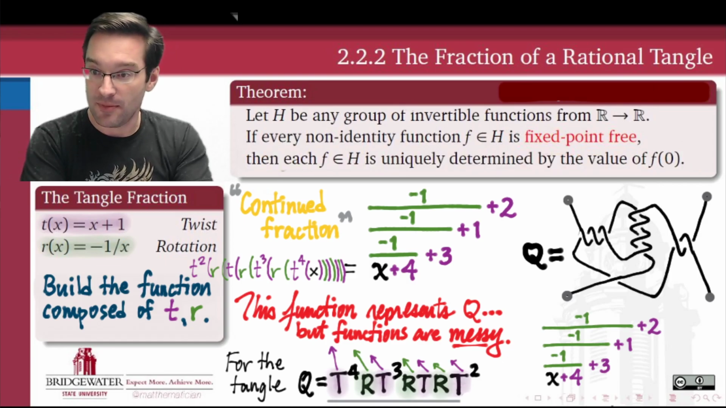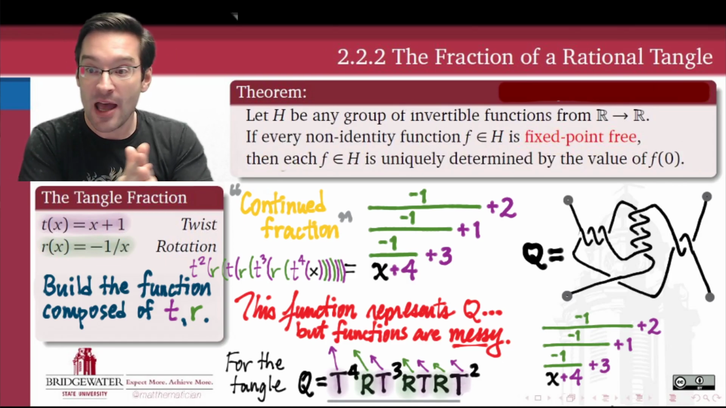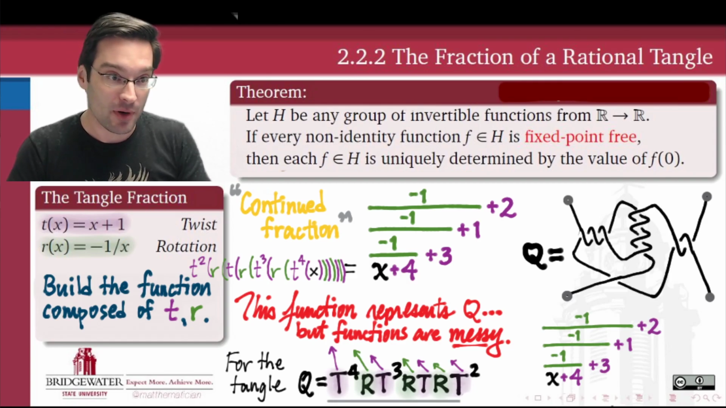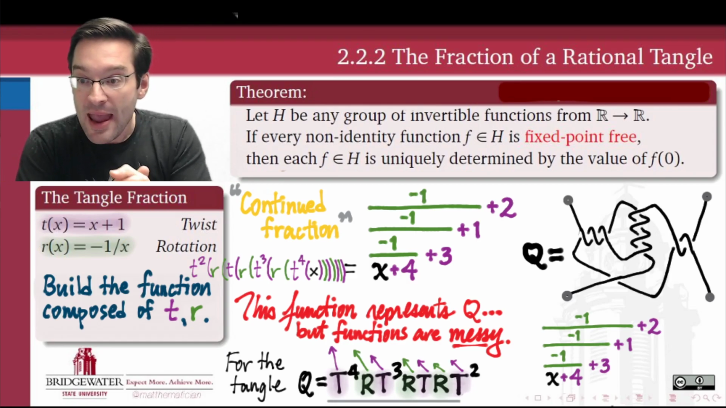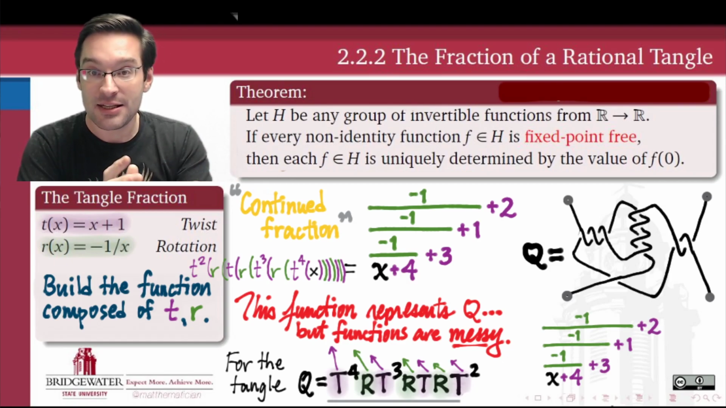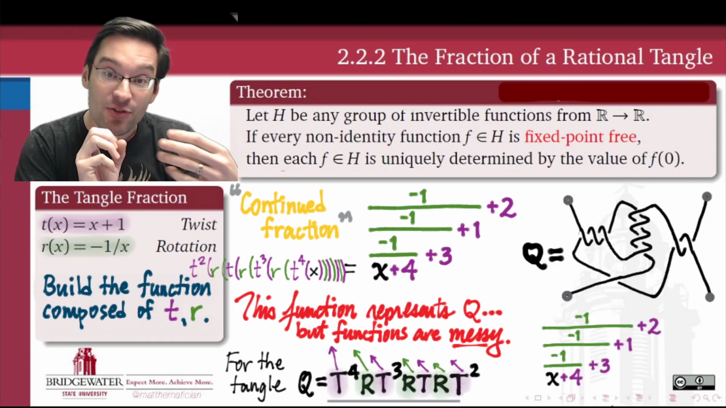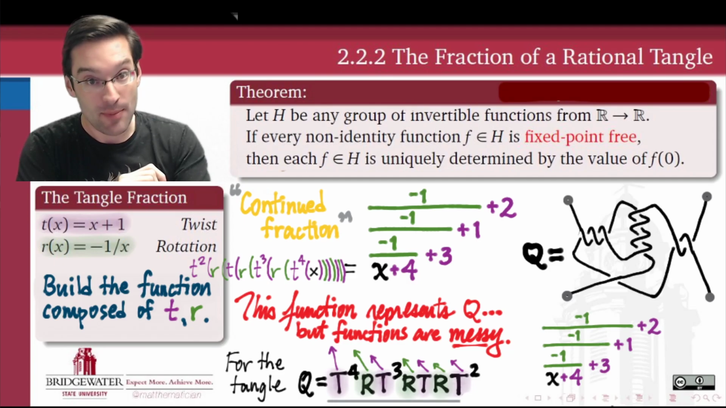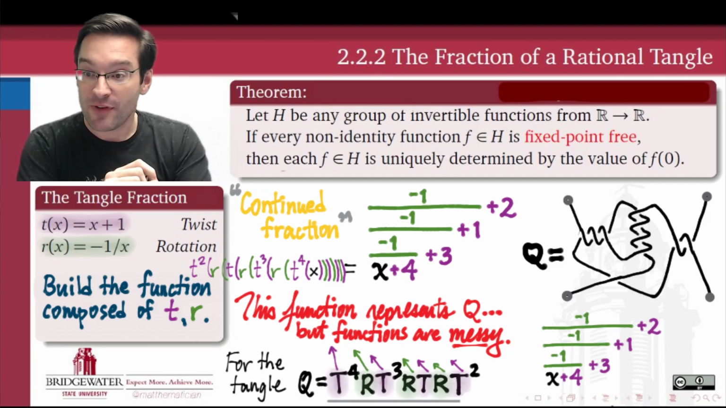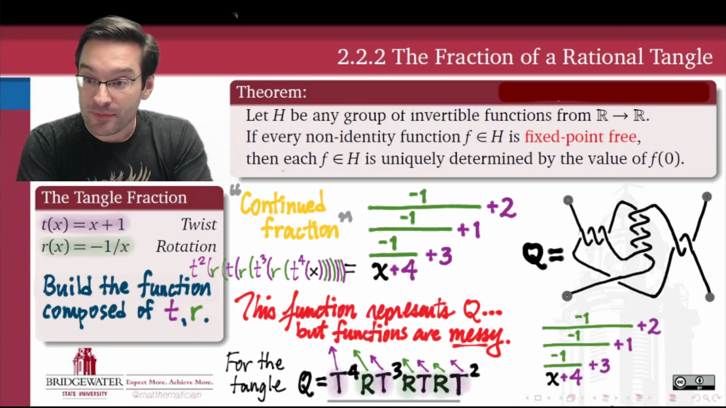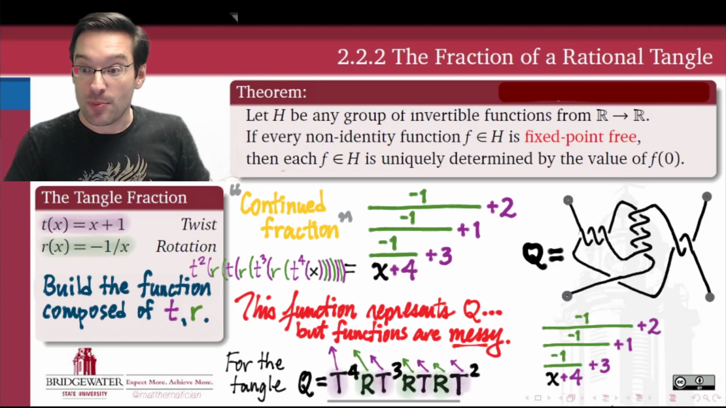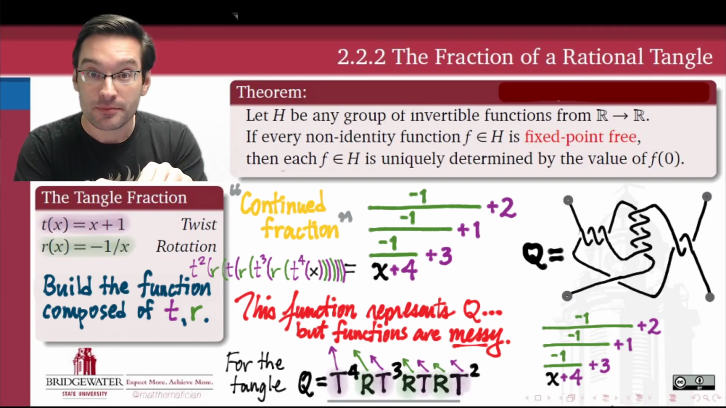The reason why is embedded in this theorem. The theorem says that if I have a group H, and if that group is a group of invertible functions on the reals, you can substitute rationals there if you like, and if every non-identity function in that group is fixed point free, which I'll explain what that means in a moment, then every function in that group is uniquely determined by the value that function takes at f of 0.